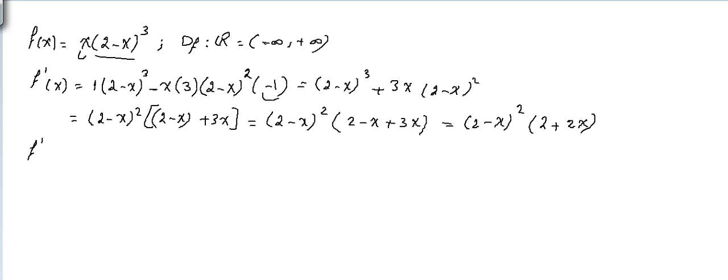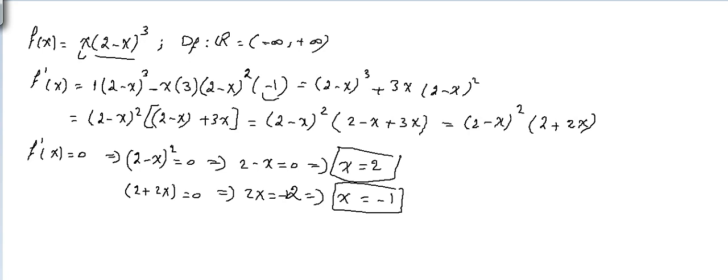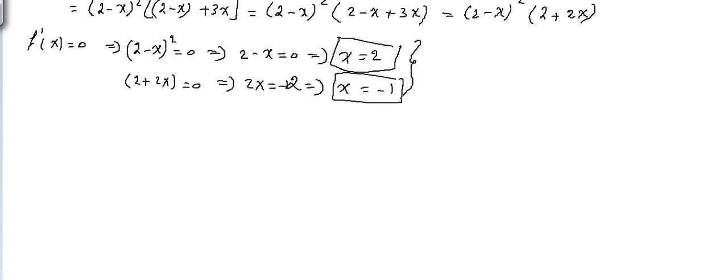Now, let's take f prime of x equals 0. Taking this equal to 0 gives me either (2 minus x) squared equals 0, which is 2 minus x equals 0, and that gives us x equals 2. Or we have another factor, 2 plus 2x equals 0, which gives 2x equals minus 2. This means x equals minus 1. Those two values make the derivative equal 0. Let's do the table of variation.